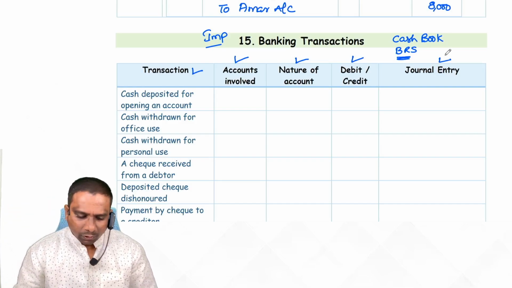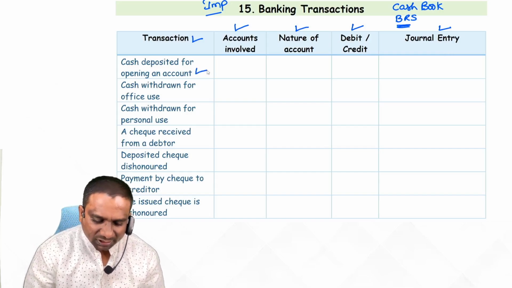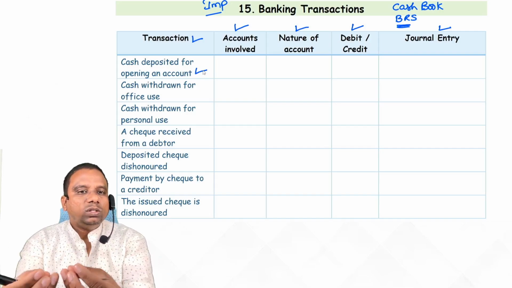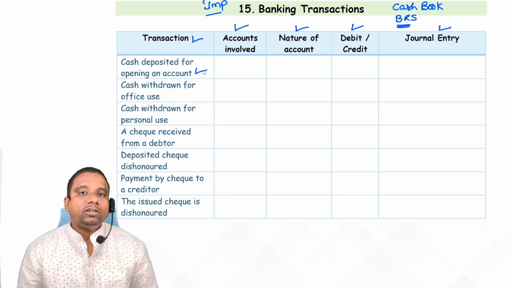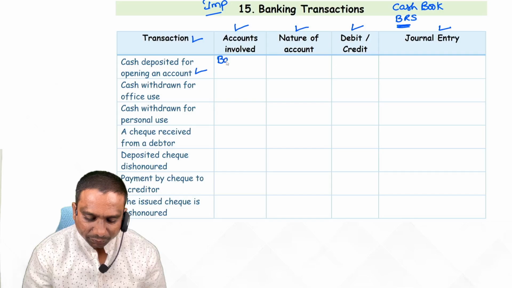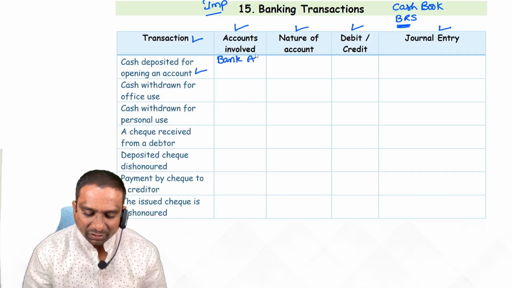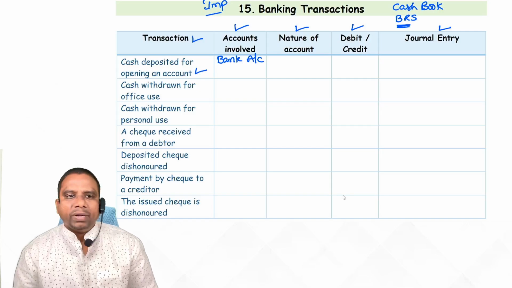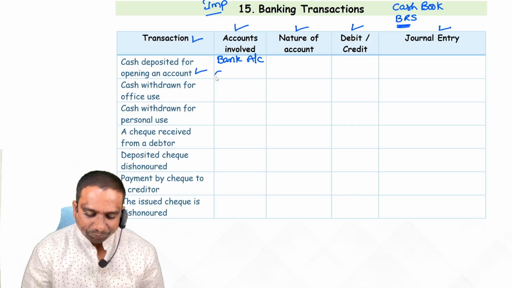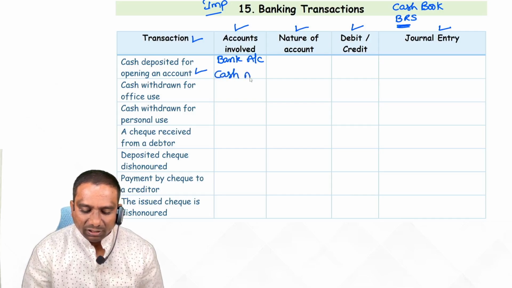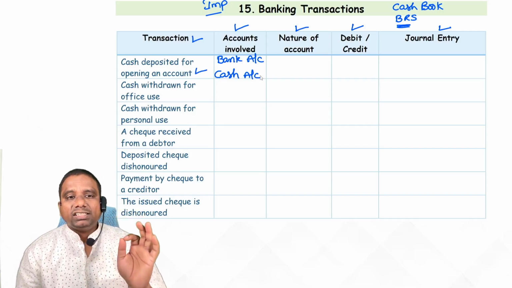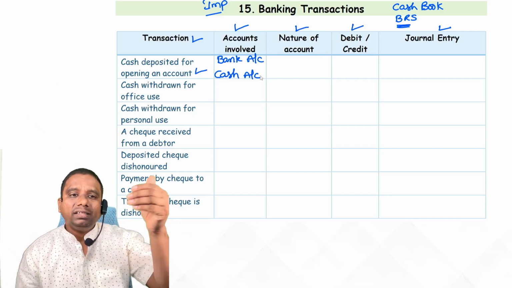Now look at the first one. Cash deposited for opening an account means the business will give cash to the bank. Here who is the receiver? Bank is the receiver, so bank account created. Now what is the giving aspect? Cash. We are giving cash. Yes or no, students? Receiving aspect: we are not receiving anything, but the bank is receiving our money.